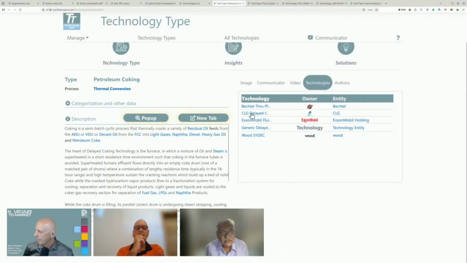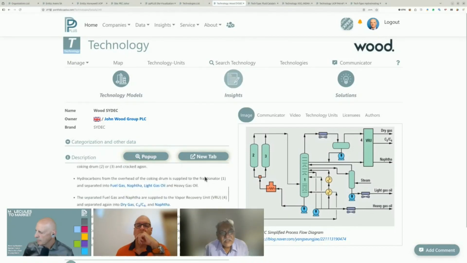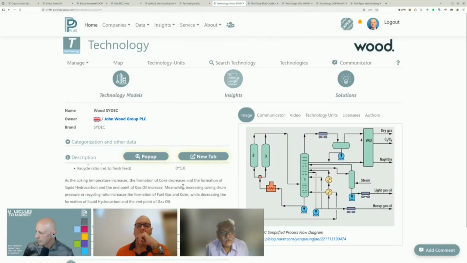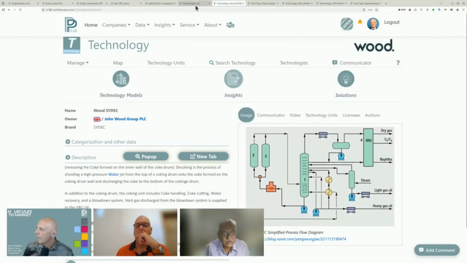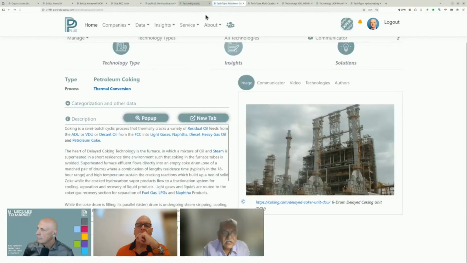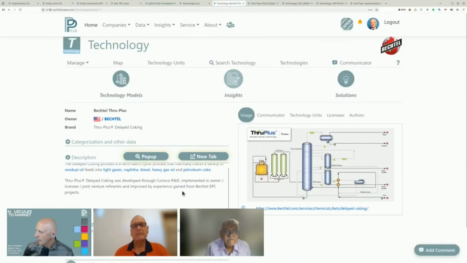Chevron also has an arrangement with ABB only, but nobody else apparently seems to have a coker technology. It is only these two guys. So in India, I think most of the units are by ABB. There are a few units, including Reliance, which is done by Foster Wheeler, now Wood, of course. So that is that. We can come back to the chart.